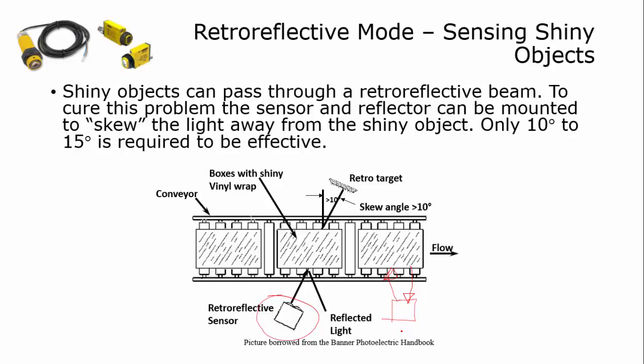But there's ways that you can mount these so that what you can do is put the reflector and the sensor at an angle so that now the light comes up and bounces off at an angle so that you don't get light coming back to the receiver. But yet when the box isn't there, the light can come through to the reflector and get back to the receiver. So that's a way you can sense shiny objects with it.